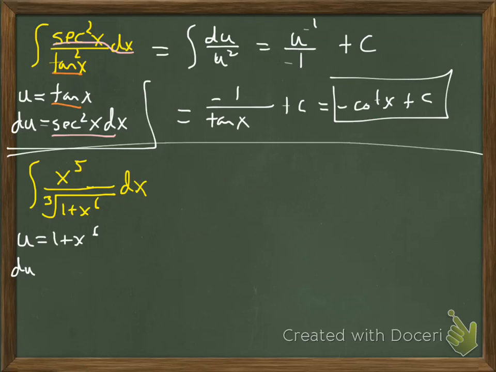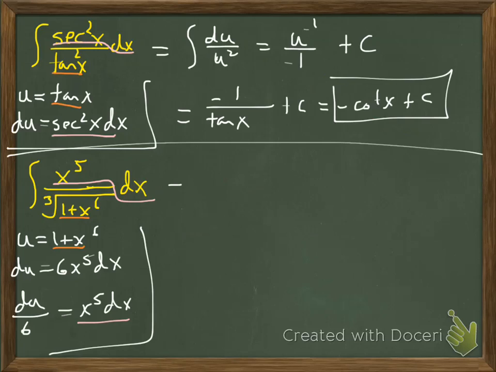So du will be equal to 6x to the 5th dx, which is really close to what we have there. Upstairs I have an x to the 5th dx, so I'm off by a factor of 6. Well, we can divide both sides by 6 and have du over 6 equals x to the 5th dx. So the x to the 5th dx will replace everything upstairs, and the u will replace the 1 plus x to the 6th. So this becomes the antiderivative of du over 6 times 1 over cube root of u.